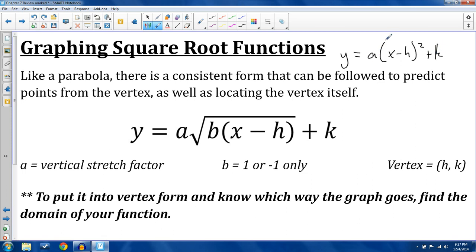Now, your stretch factor is always vertical. You plug in an x value, you end up multiplying this by something, your y value gets affected. So if this is 2, your y value gets doubled. Now, the only difference here, besides the square root, is this b. This is something that I've kind of created with my own invention.